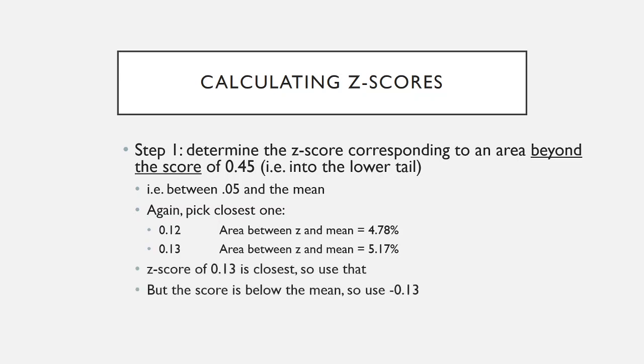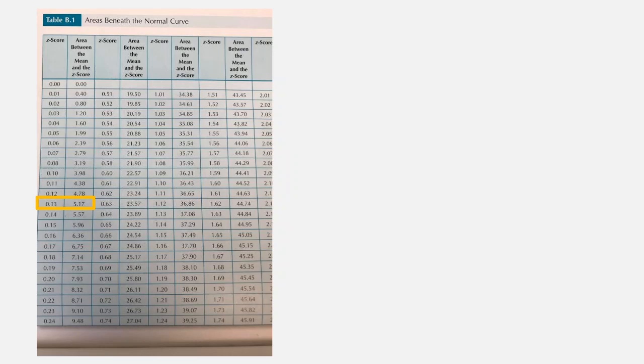So in this case, a z-score of 0.13 is a little bit closer, but this is critical. Since I'm trying to find a score that is definitely beneath the mean, make sure to change that z-score to a negative. Okay? This is the actual table from the Salkind text that you'll actually get on your exam, so make sure you know how to use it. Right?